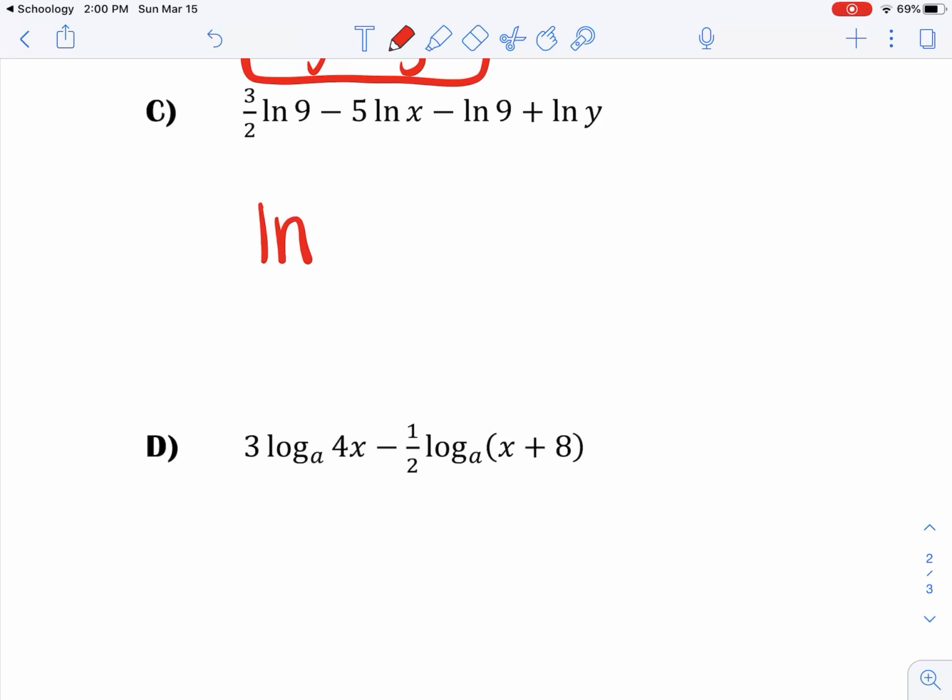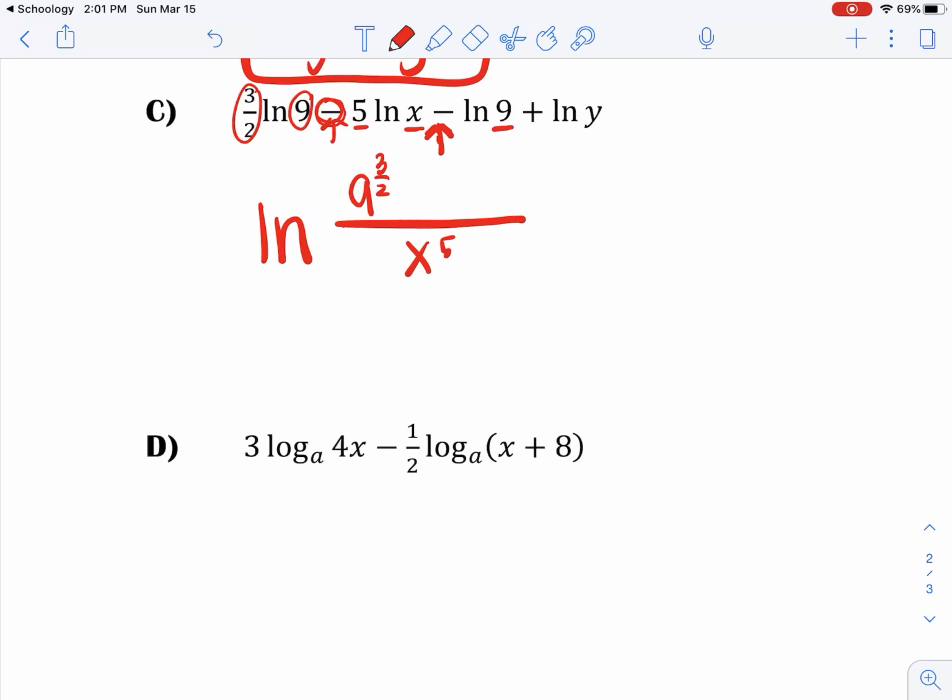Okay, so this is how you do this next one. This is natural log, so I'm going to write down natural log. I see minus, minus, so I know that there's going to be division. All right, so I have 9 to the 3/2 power, and we can evaluate that. All right, so now notice this is a minus right here, so now I'm in my denominator. X to the 5th power.